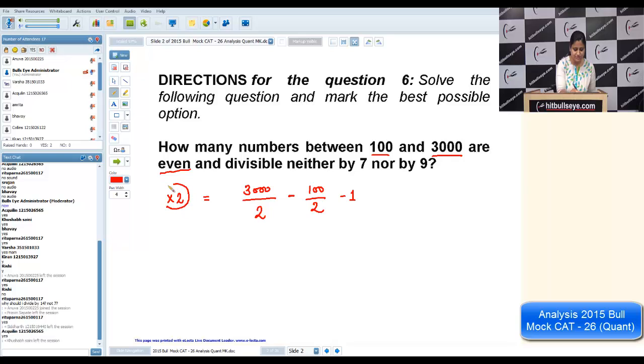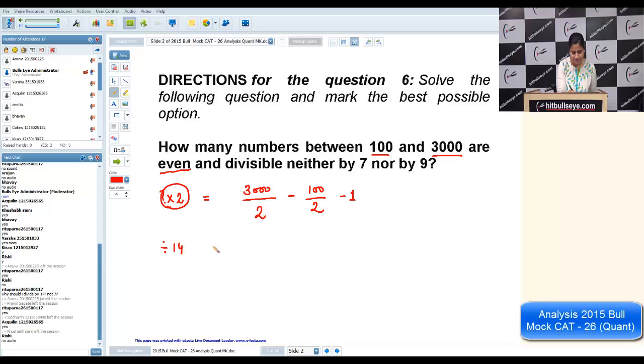Okay, these are those numbers which are multiples of 2. But it includes those numbers which are divisible by either 7 or 9. We'll exclude those numbers. Now, the number should be even as well as a multiple of 7. It means the number should be a multiple of 14. So we'll write all the multiples of 14, which comes out to be, I'm taking gent here, 3000 by 14. I mean only the integral part. You will calculate this.